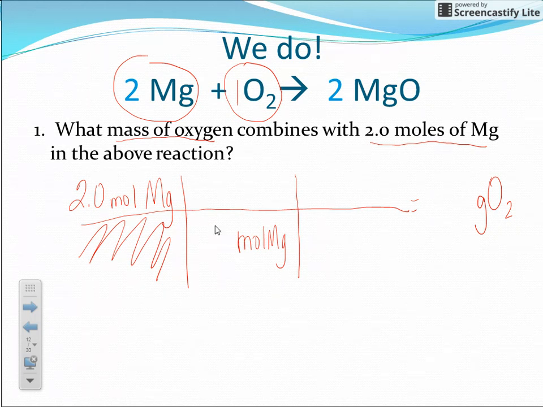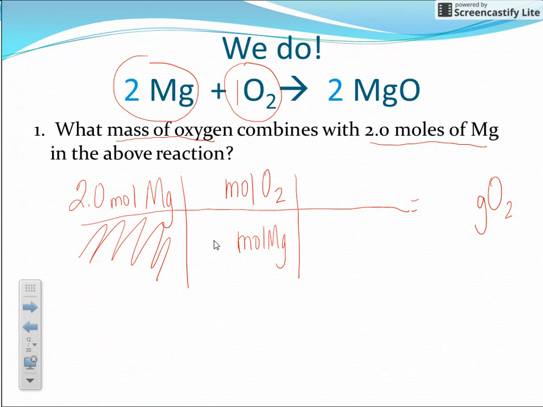This is the mole bridge. So moles of A goes on bottom of the mole bridge. Moles of B goes on top. In this case, B is who we're trying to convert to, which is oxygen. Remember, I call this the mole bridge because just like a bridge lets you cross over, this is where we're crossing over from magnesium to oxygen in as far as our substances go.